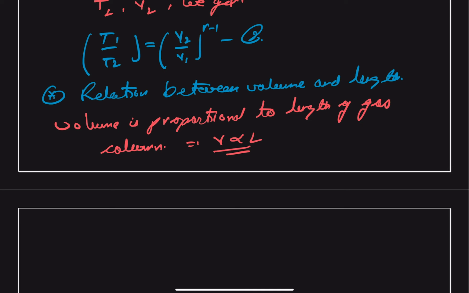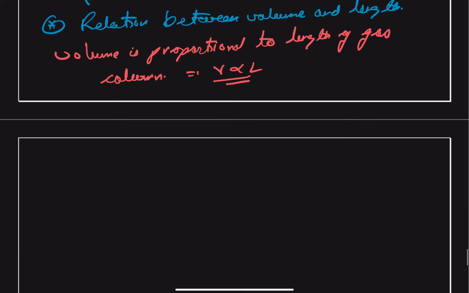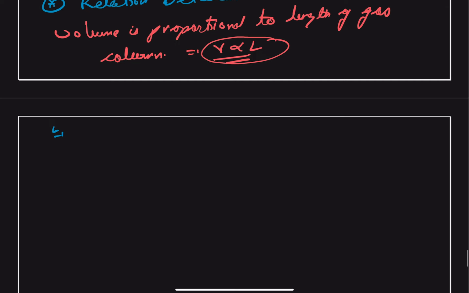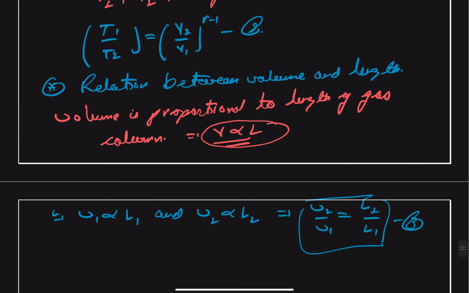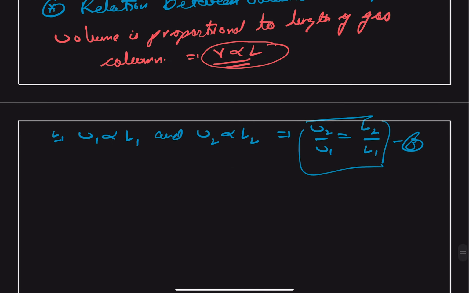Now we have two lengths L1 and L2, so we are going to modify this equation accordingly. Therefore we can write that V1 is directly proportional to L1 and V2 is directly proportional to L2, and if we write the ratio of V2 upon V1, that will be equal to L2 upon L1. Let us call this equation number 3. So we are going to use equation 2 and 3 and find out the answer.